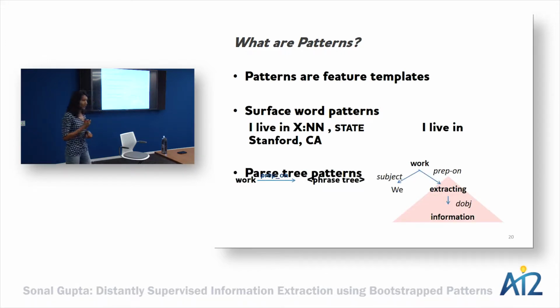Another pattern can be a parse tree pattern. This is a dependency parse of a sentence, and you have a trigger word, which is "work". And you have some dependency, the preposition "on". You want to extract the phrase tree that matches this pattern. So here you will be extracting information because it matches "works on" over there.